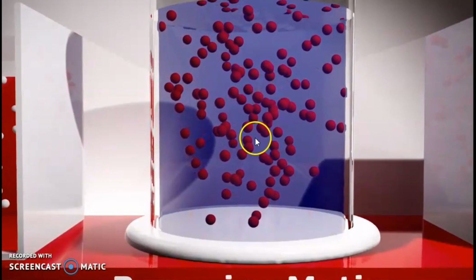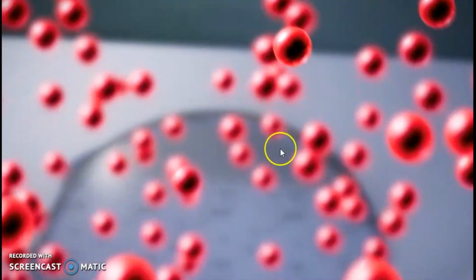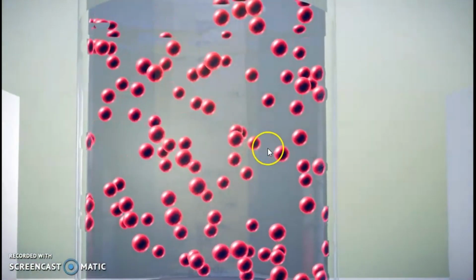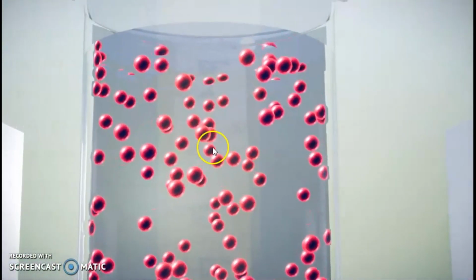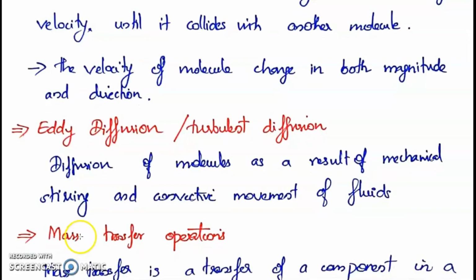So what you see is the random motion of the molecules. They collide with each other, they change their direction, and the magnitude of velocity also changes. In reality, the process of diffusion mass transfer is extremely slow. So what can we do to increase the rate of diffusion? A process called eddy diffusion or turbulent diffusion is the answer.